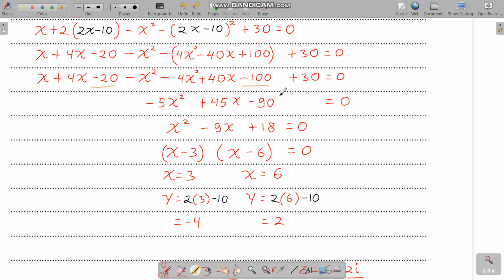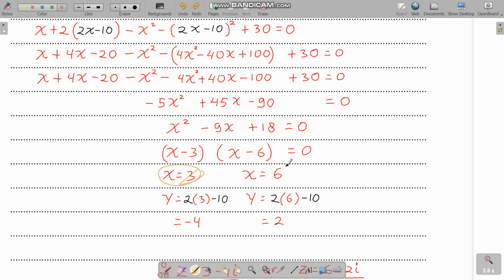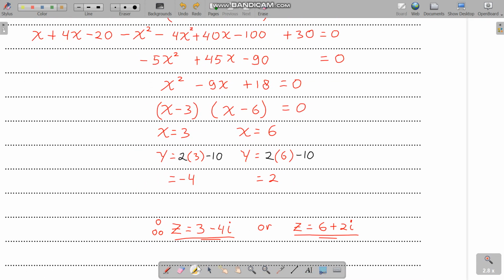Okay, now we divide both parts of the equation by minus 5, and then we factorize. So 18 can be minus 3 times minus 6. After factorizing, we have two possible values of x. x minus 3 equals 0, or x minus 6 equals 0, which means x can be 3 or 6.